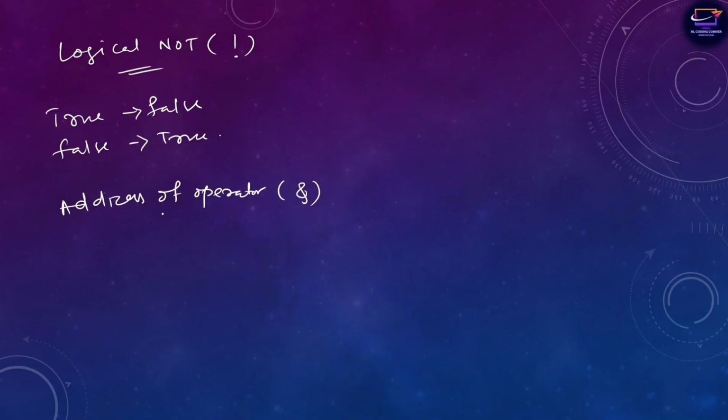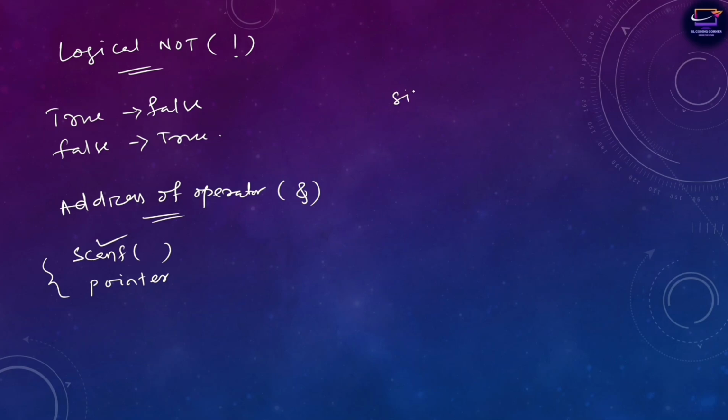Address of operator को हमें ampersand symbol से represent करते हैं. So it is going to fetch the address of an operand from memory. This operator we will use in the scanf function. When we use the scanf function, then for that we will use the address of operator, and when we use pointers. So in these two cases, scanf and pointers, we use ampersand or the address of operator.